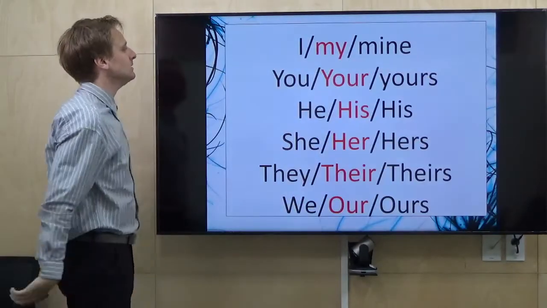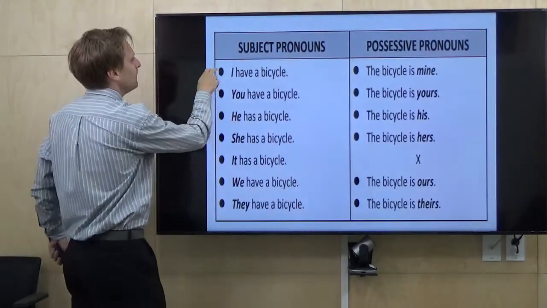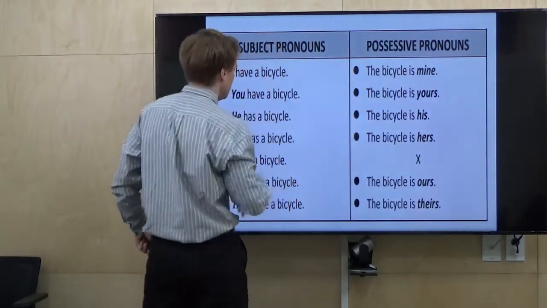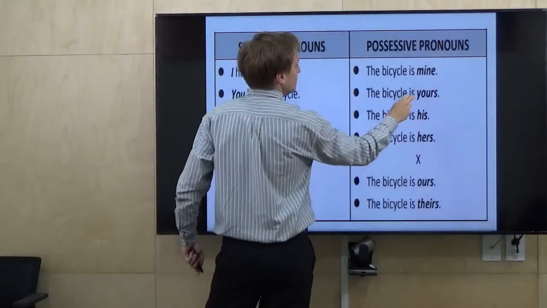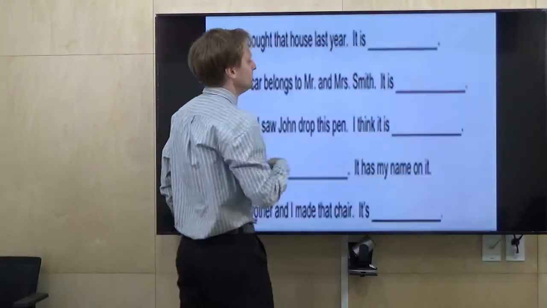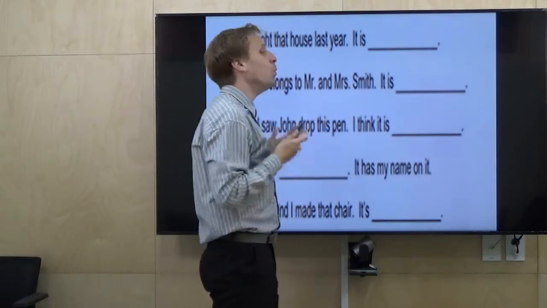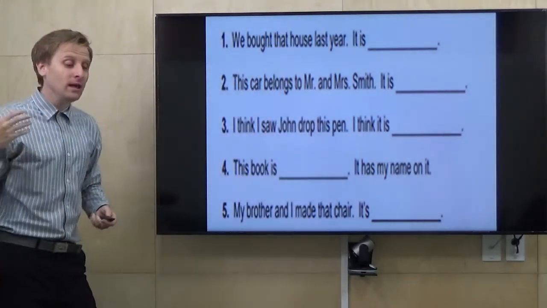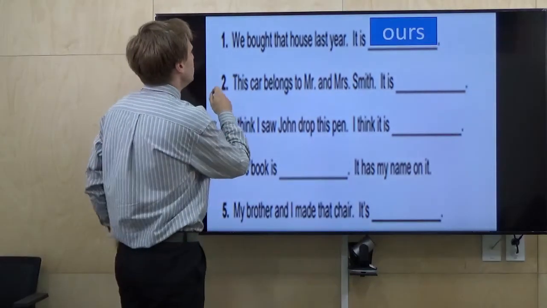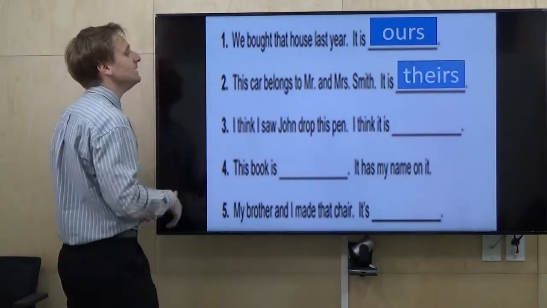You can see how to do this. Again, subject pronoun, possessive pronoun. I have a bicycle. The bicycle is mine. You have a bicycle, the bicycle is yours. So these are the words you need to learn that come in the object position, okay? Let's try that. We bought that house last year. The pronoun is we, the possessive pronoun is ours. It is ours. This car belongs to Mr. and Mrs. Smith. Mr. and Mrs. Smith is they. It is theirs.